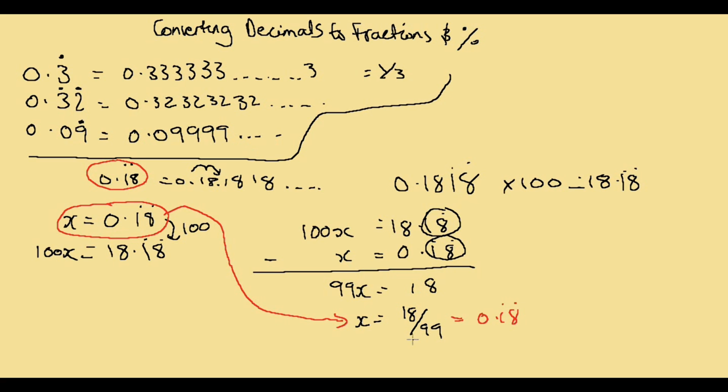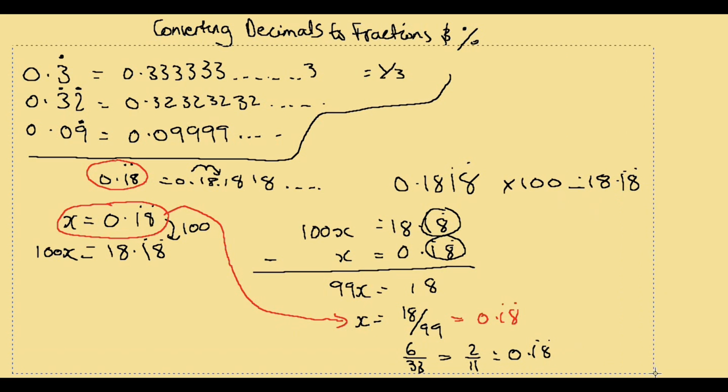From here, what we can do is simplify into an equivalent fraction. We can divide it by 3, which makes 6 over 33, and then divide it by 3 again, which makes 2 over 11. So 2 over 11 equals 0.18 recurring. So we've actually calculated a usable fraction from a recurring decimal. Okay, so that can be fairly tricky.